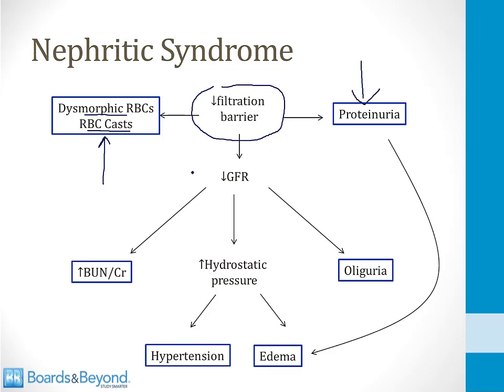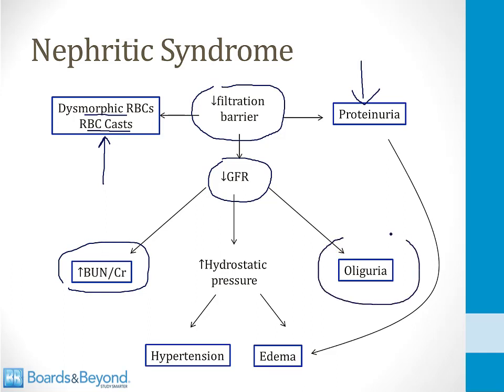Now, because the glomeruli are inflamed, they're not doing their job, and therefore they are not filtering the plasma, so there's a fall in the glomerular filtration rate. This leads to signs and symptoms of acute renal failure, such as a rise in the BUN and creatinine and a decreased production of urine, which is called oliguria.